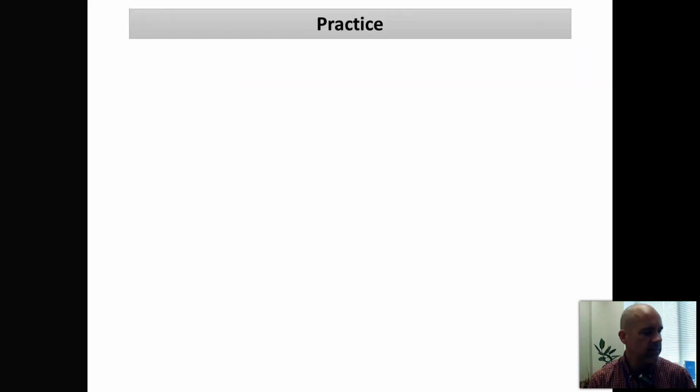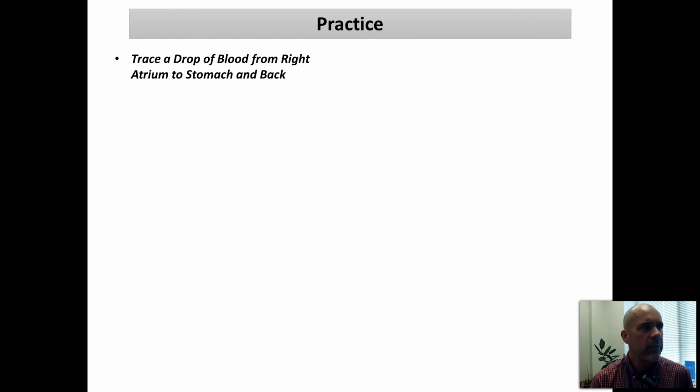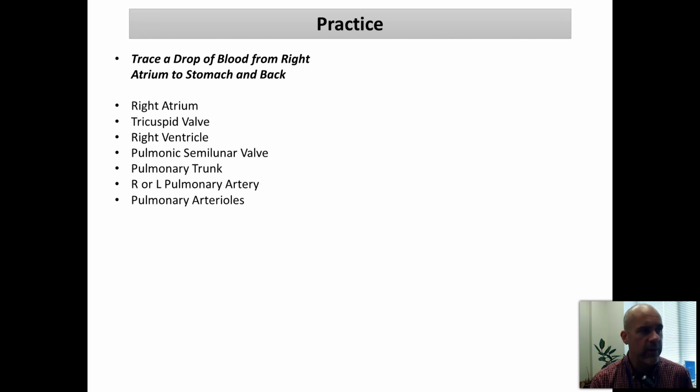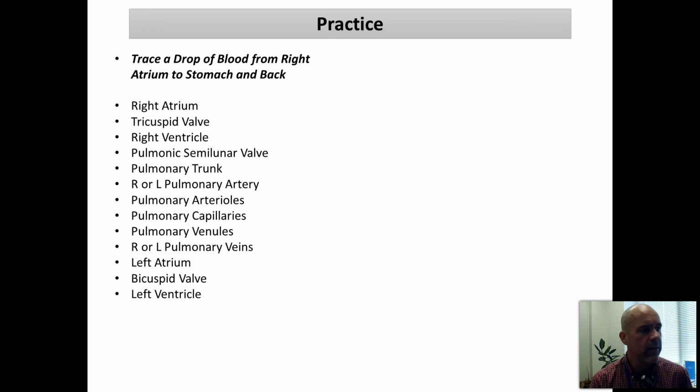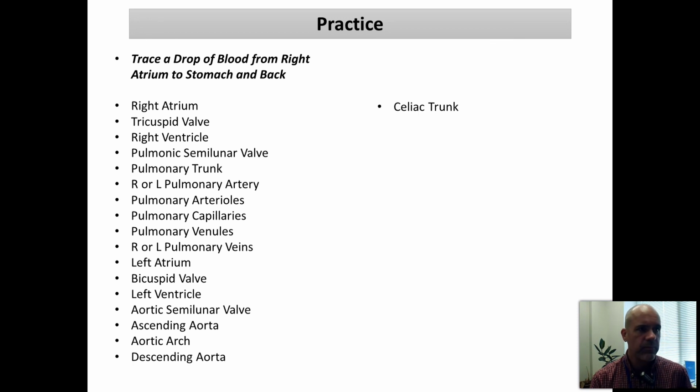Okay, so let's do a practice with one of these abdominopelvic cavity blood drop traces. Supposedly you have one that says trace a drop of blood from the right atrium to the stomach and back. All right, so you're starting in the right atrium, so you're going to go through your pulmonary circuit. I'm not going to go through all that again. Keep practicing it. You're in the ascending aorta, okay? So then it's going to pass through the aortic arch, down the descending aorta. Now you can say descending aorta, abdominal aorta, that's fine, or you can just keep referring to it as the descending aorta. That's up to you and your preferences.